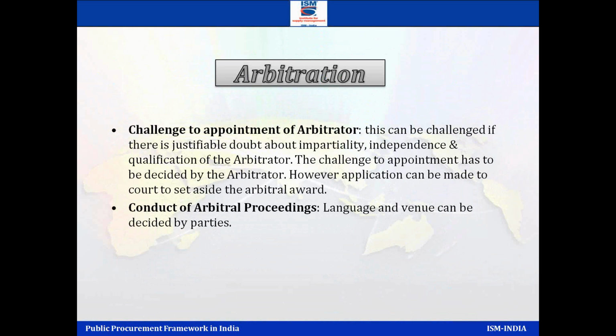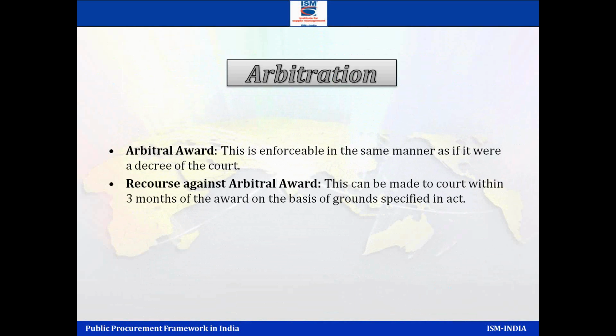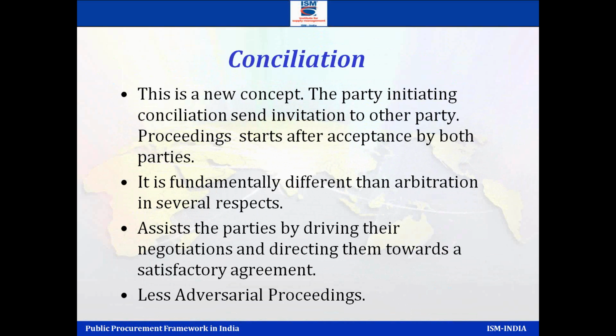Conduct of arbitral procedure: the language and the venue can also be decided by the parties. If both parties are based in India, they can decide the language and the venue. But if the arbitration is going on in other countries, as I was telling you, many MNCs use Singapore as a venue. So we have to work it out. The language and the venue have to be spelled out. Then there is the arbitral award. Recourse against it is still possible, but within 3 months. If it is more than 3 months, then you can't have any recourse.